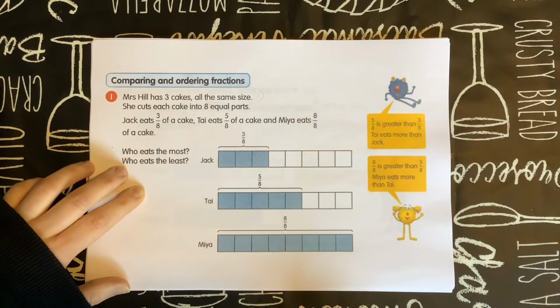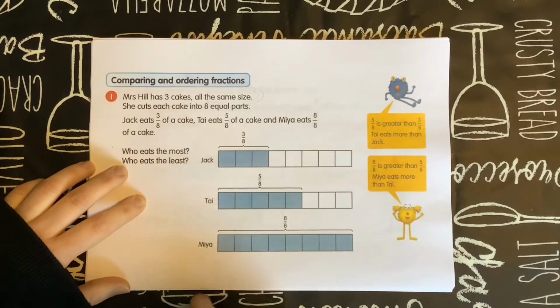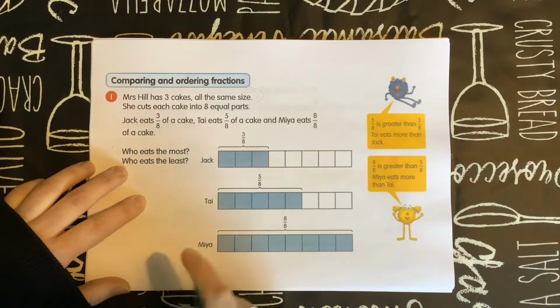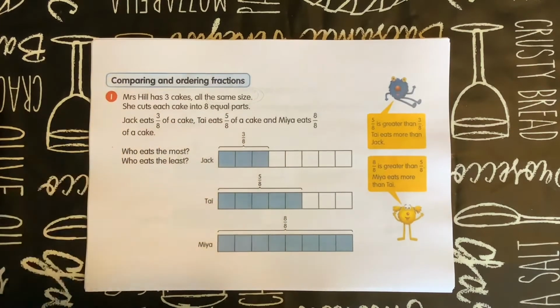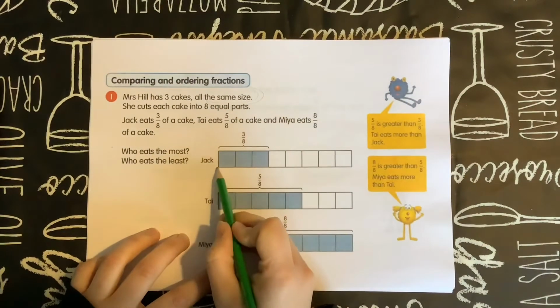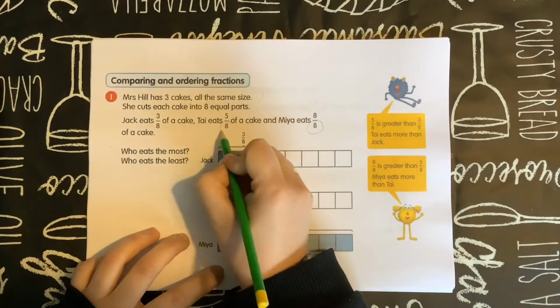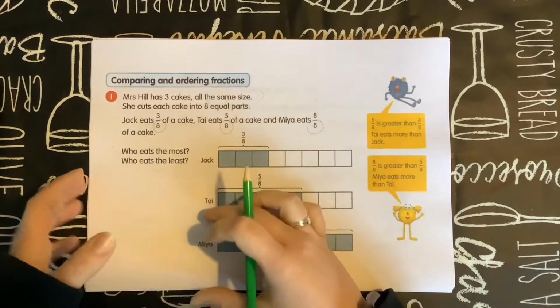Who has eaten the least? Well, we've got 3 parts compared to 5 parts, compared to 8 parts. So we know that Jack has eaten the least. Now we can only do this because our bars are all identical. They are all made up of 8 equal parts.